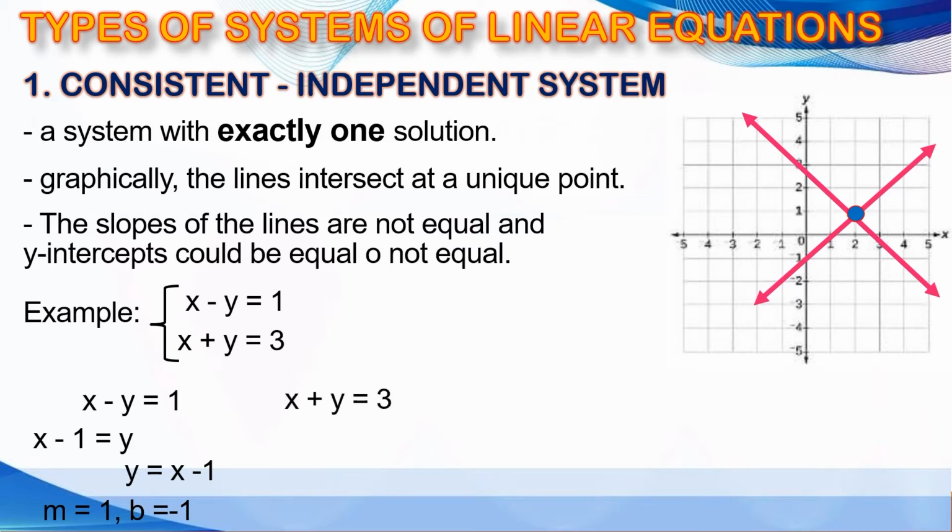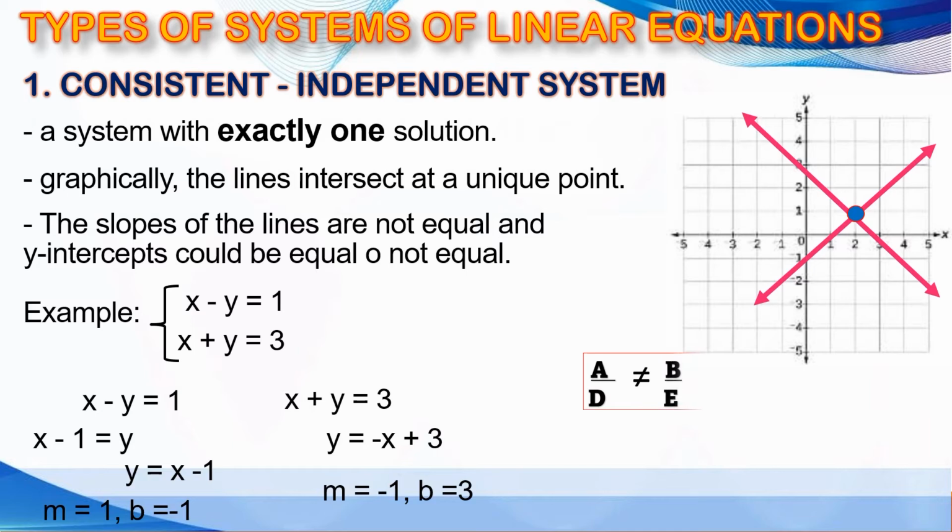For equation number 2, we have x plus y equals 3. Rewriting this in slope-intercept form, we have y equals negative x plus 3. So, the slope is negative 1 and the y-intercept is 3. Comparing the slopes and the y-intercepts, the slopes are not equal and the y-intercepts are not equal.